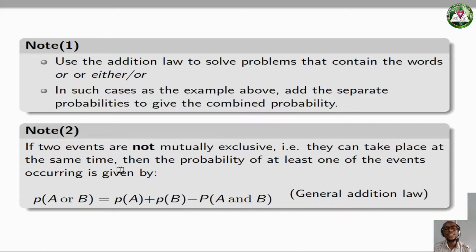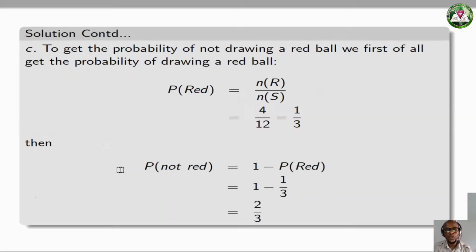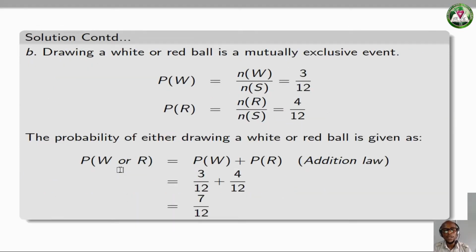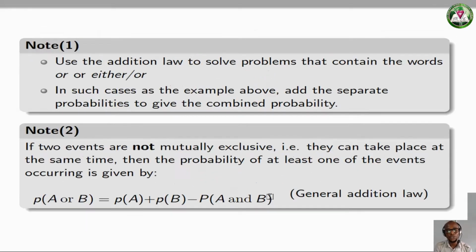So in such cases, you use the addition law. And in cases such as the example above, we add the separate probabilities to give the combined probability. So what we saw here was that first of all, we got the probability of picking the white ball. Then we went ahead to find the probability of picking a red ball before adding the separate probabilities to get the combined probability as 7 over 2. So that's what you should note there.